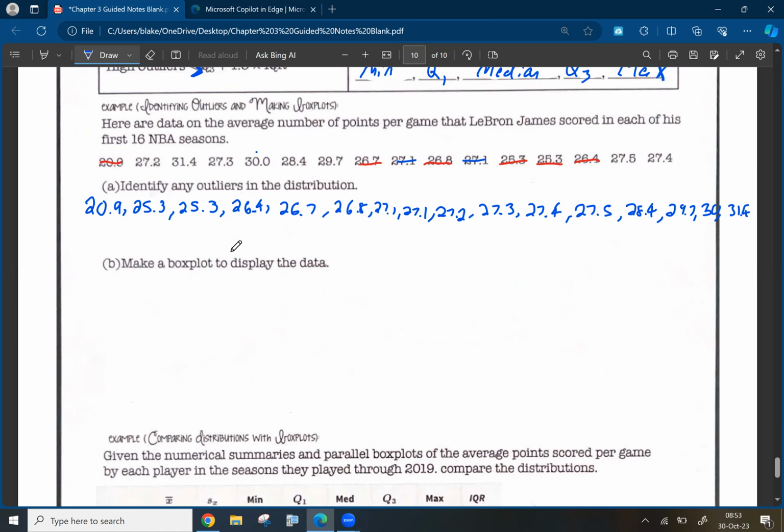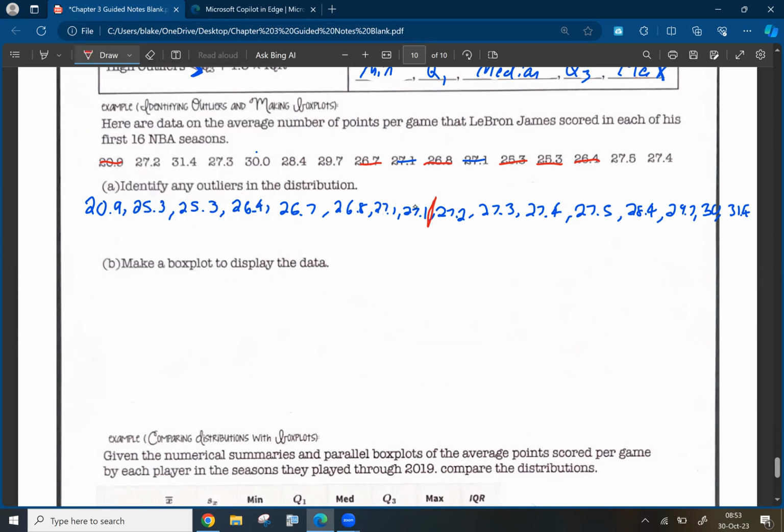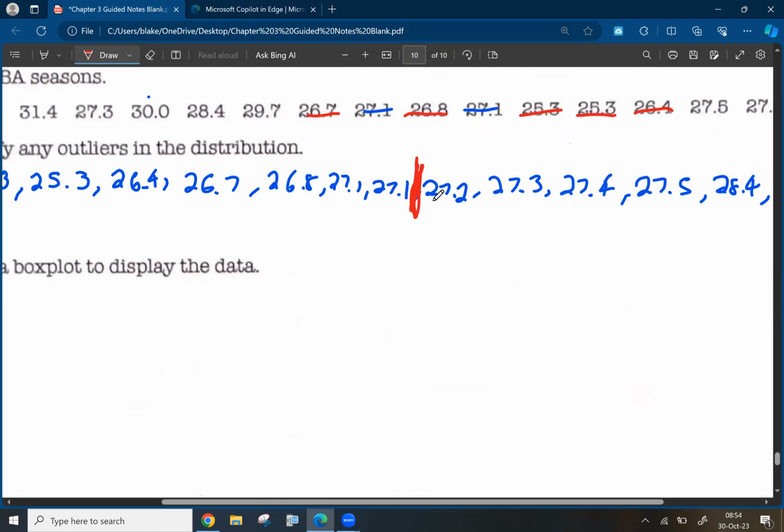So it's 8 and 8, the first 8 and the second 8. So 1, 2, 3, 4, 5, 6, 7, 8. So our first median is going to be right here. We have the first 8 values and the last 8 values. So this is the middle. And so if we calculate the average here for the median, 27.1 plus 27.2 and then divided by 2, we get the median of 27.15.